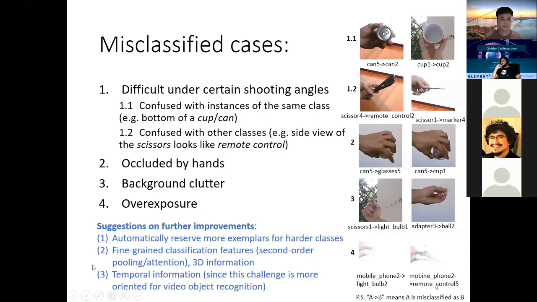So I give some suggestions on further improvements. For example, we can devise a more principled way to select exemplars, such as automatically reserving more exemplars for harder cases. We can use fine-grained classification features like second-order pooling, attention, 3D information, etc., to help solve the problem mentioned in the confusion matrix. And third, we can use temporal information since the challenge is more oriented toward video object recognition.